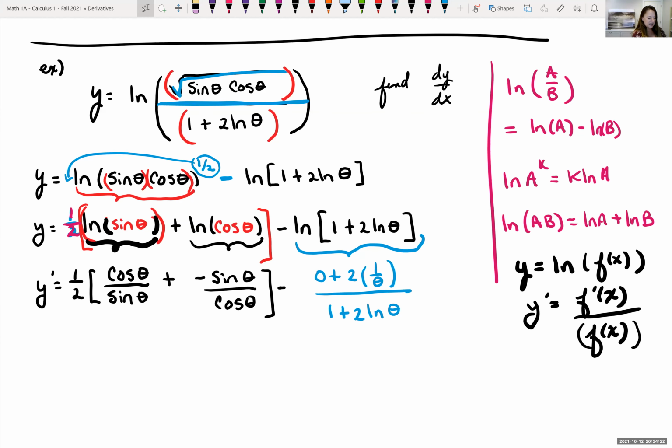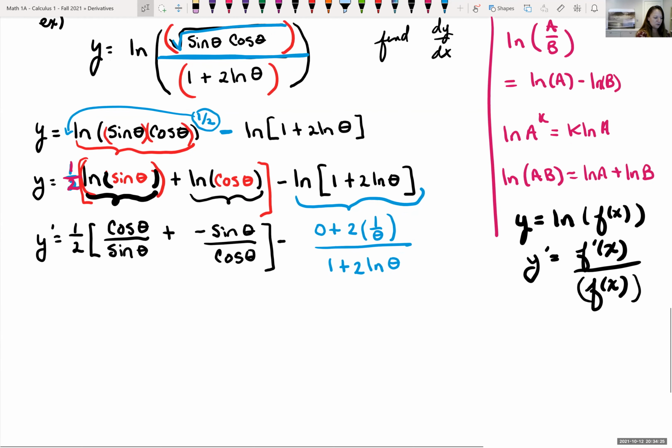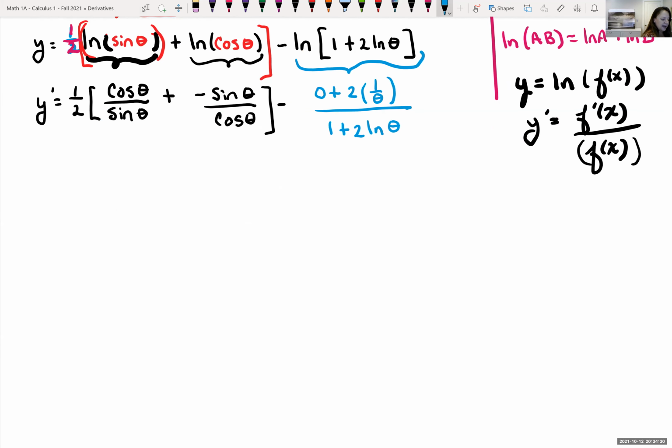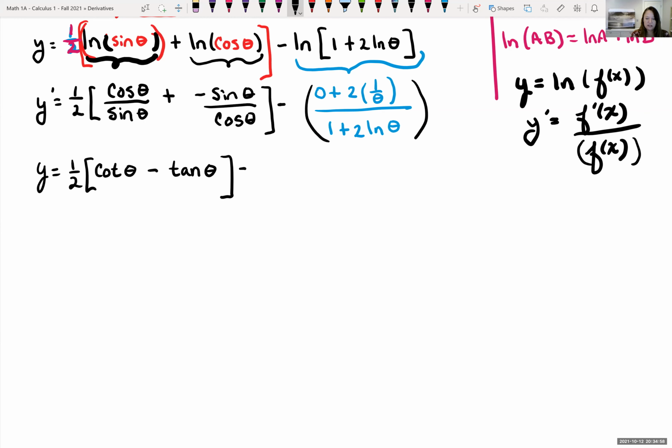Okay, so we want to clean this up some, and we know we need to use some rules of trigonometry. So remember cosine theta over sine theta, that is the same thing as cotangent theta. So we're going to rewrite this as y equals 1/2 of cotangent theta. And then we have minus sine theta over cosine theta, that's tangent theta. Minus, so we have over here a complex fraction.